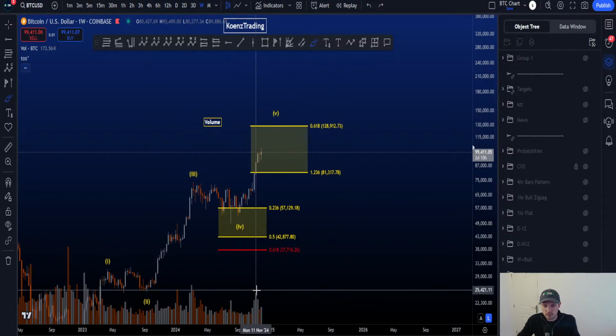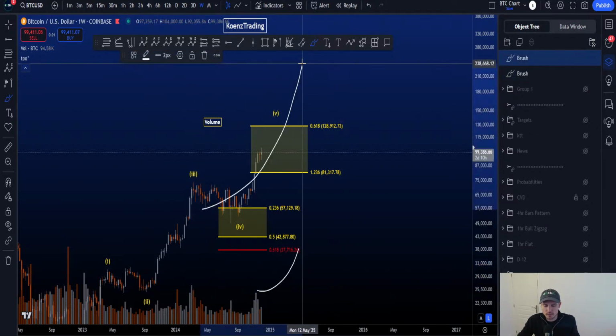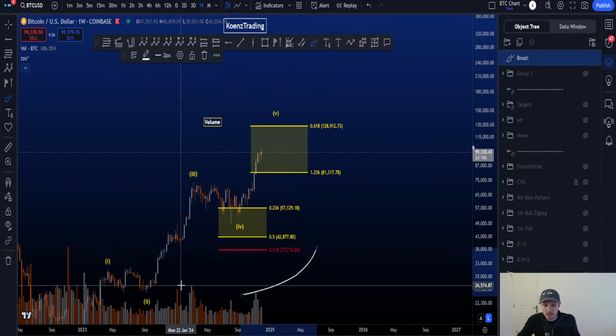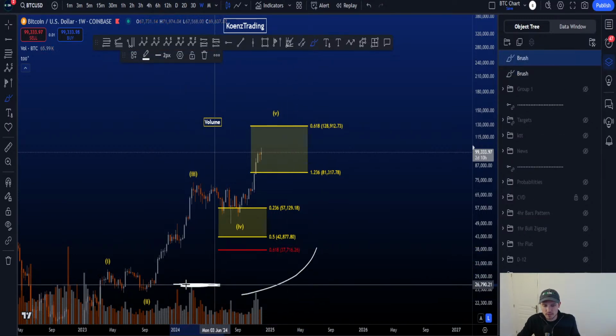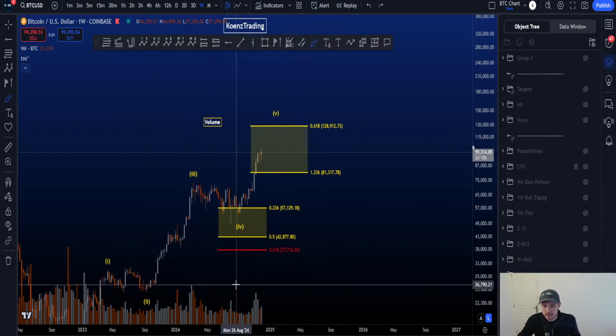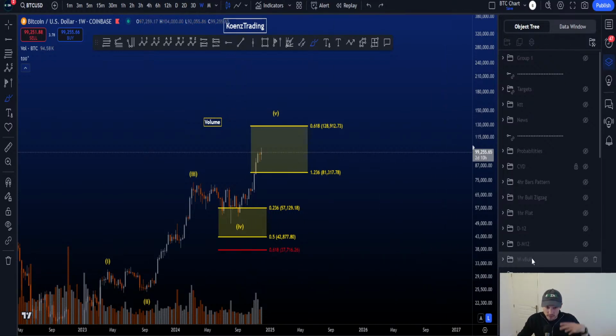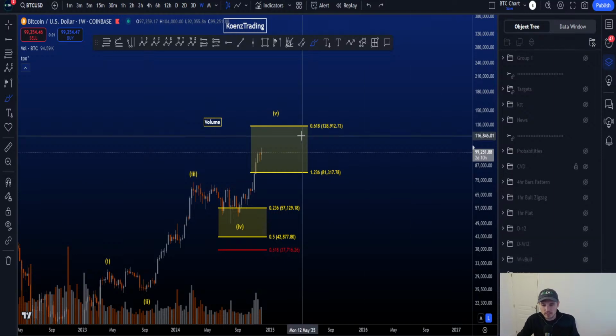So I would like volume to move up as price moves up. If volume moves up and takes out the volume peak we had over here, then we can start talking about the potential for the more bullish scenario, right? The probabilities would increase for that scenario.